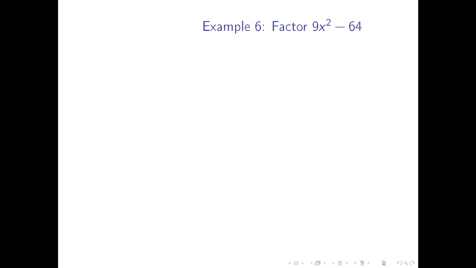Okay, I want you to try this last example using difference of squares. Go ahead and pause the video and work through it. All right, hopefully you recognized that 3x is being squared in the first one and 8 is being squared in the second one. So we have 3x minus 8, 3x plus 8. That is really the only key thing.